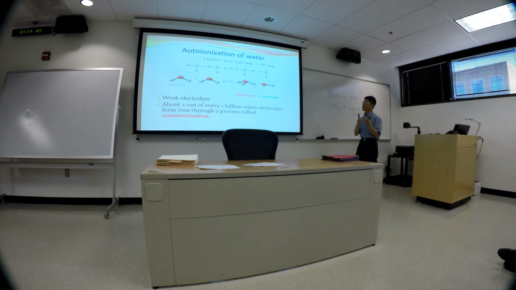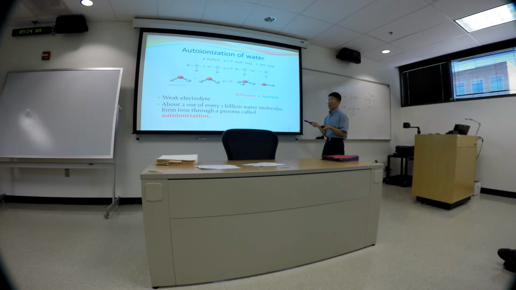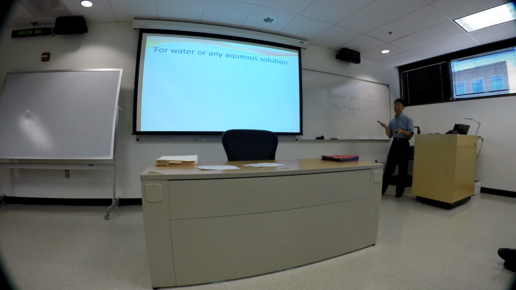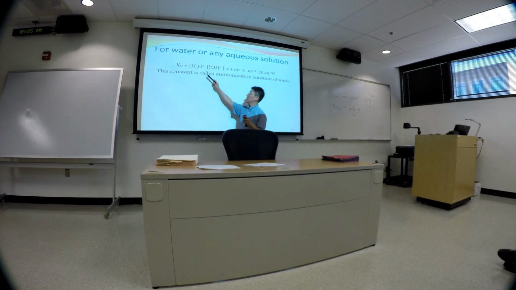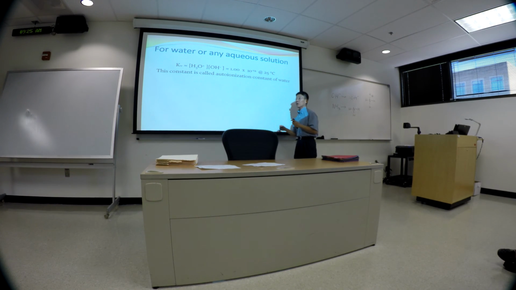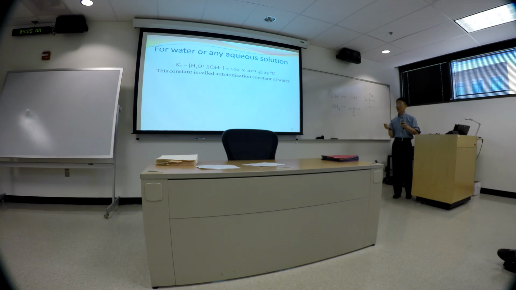When you have water, water can go through autoionization. At a certain temperature, the concentration of hydronium ion, H3O plus, and hydroxide ion, OH minus, is fixed. Okay. The product of those two concentrations remains a constant when the temperature is fixed. So for water or any aqueous solution, the concentration product between hydronium ion and hydroxide ion is a constant. At 25 degrees, that constant equals 1.00 times 10 to the negative 14.